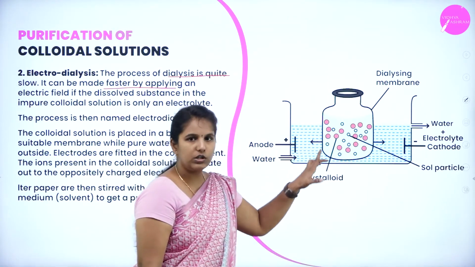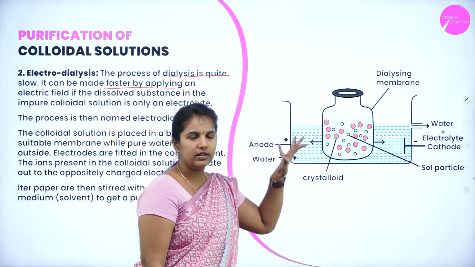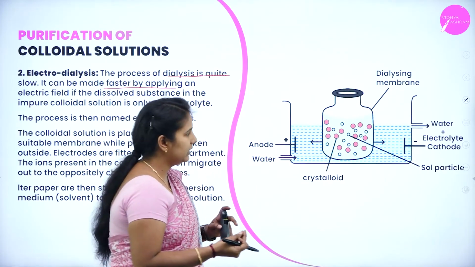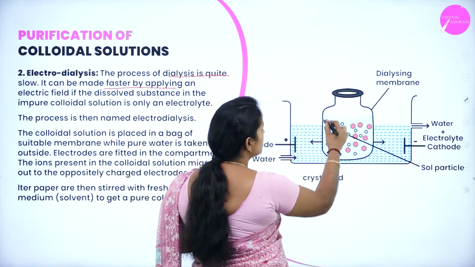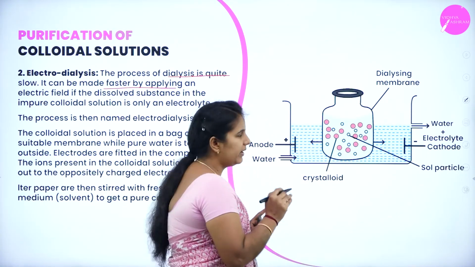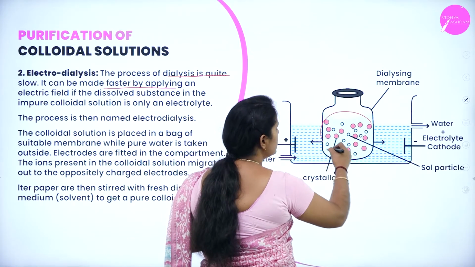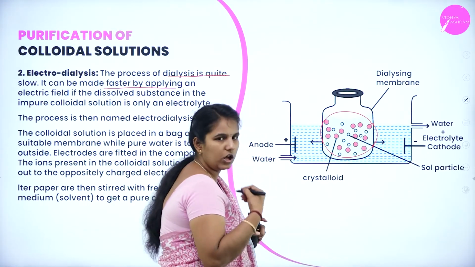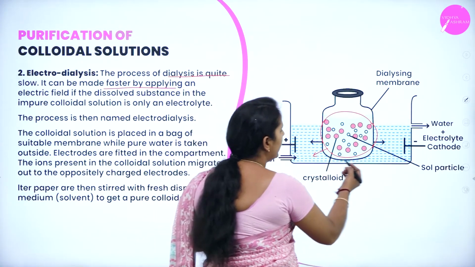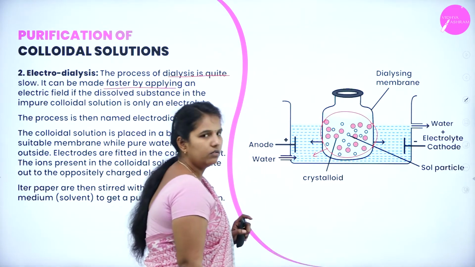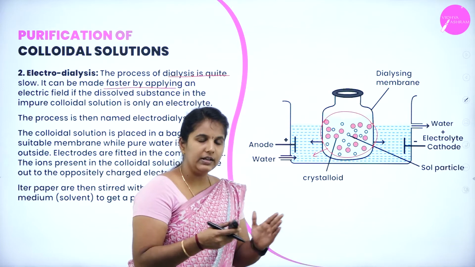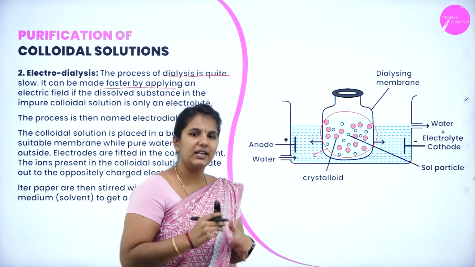And they have introduced two electrodes. One is a positive electrode, another is a negative electrode, and they will supply the electrical field. When you apply the electrical field to this entire container, which consists of a dialyzing membrane with a colloidal solution, what will happen? We know that our colloidal solution also consists of some soluble substances or electrolytes, which will get diffused into the water, and it will be removed through the other outlet. Okay, this is how, by using the electrical field, they enhance the speed of dialysis.